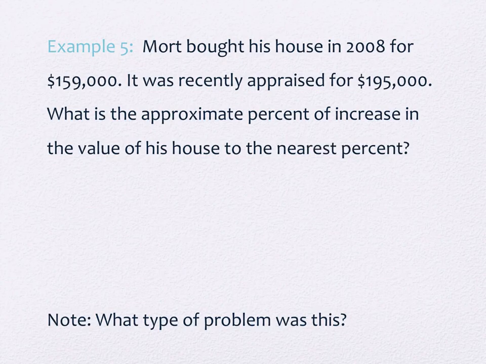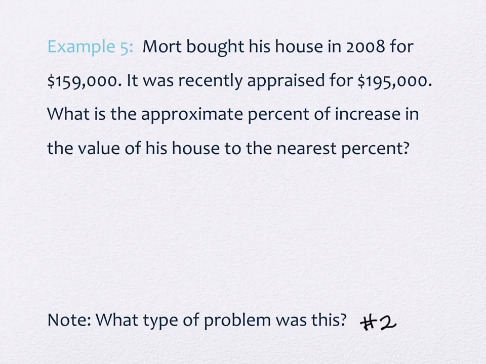Last one for today. Mort bought his house in 2008 for $159,000. It was recently appraised for $195,000. What is the approximate percent of increase in the value of the house to the nearest percent? So the question says, what type of problem is this? It's 2 because this is process of elimination, but why is this a problem 2?